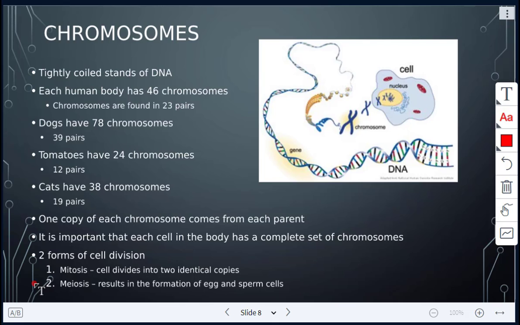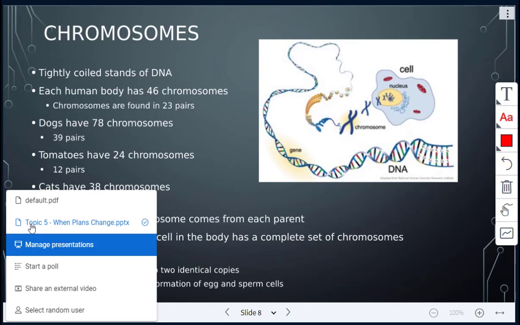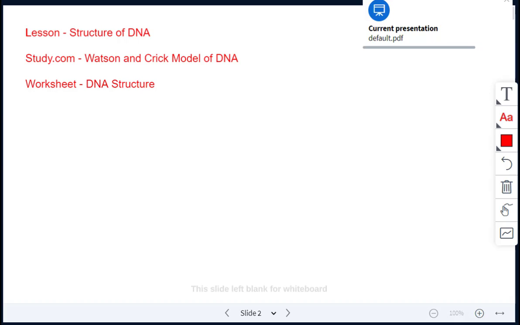All right, but we are going to stop today here where we discussed DNA and the structure of DNA. So homework today is the study.com model of DNA and then the worksheet on the DNA structure.